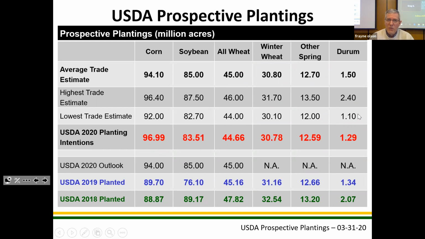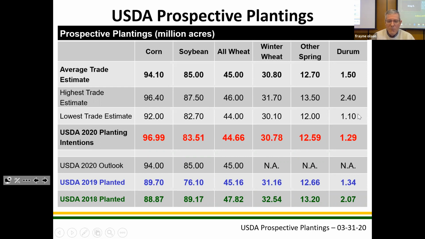And again, this survey was taken in the first part of March. So we've had some changes and shift in relative prices since then. But at that time, the top row is what the trade estimates were. That was the average trade guess for corn, about 94 million acres. For soybeans, about 85 million acres.